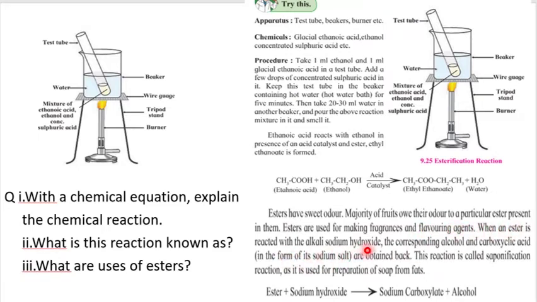When the ester reacts with the alkali sodium hydroxide, the corresponding alcohol and the sodium salt of carboxylic acid are formed. This reaction is known as saponification and it is used in the preparation of soap from fats. Friends, have you noticed that? Sub questions of the diagram based questions are too simple to answer.